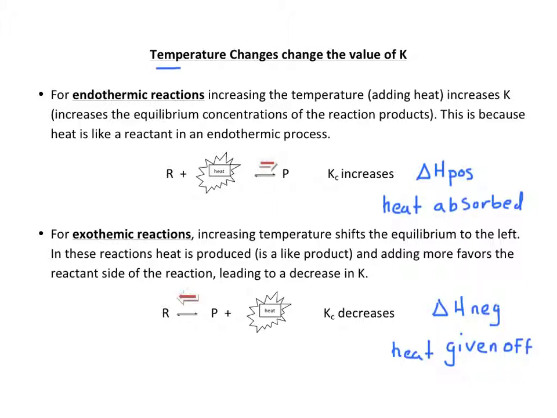In the case of temperature changes, the actual value of the equilibrium constant shifts, and the way it shifts is a function of whether or not the reaction is endothermic or exothermic. Let's consider endothermic reactions first. In endothermic reactions, delta H is positive, and in the course of the reaction, heat is absorbed by the system from the surroundings.